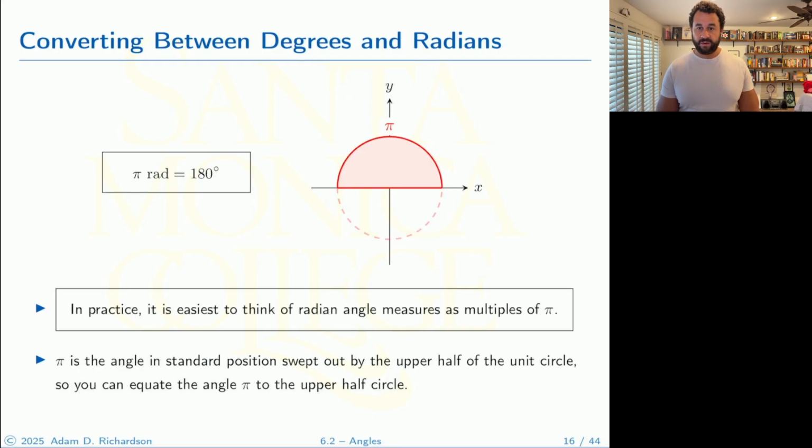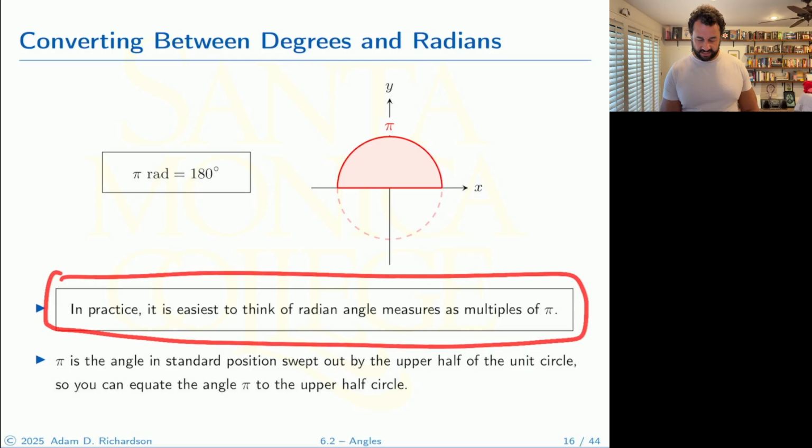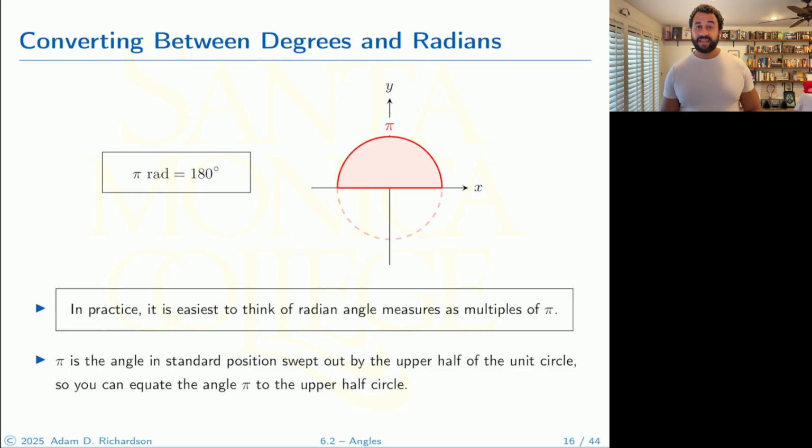Okay? All right, now let's take a look at this picture. This here, pi radians is 180 degrees. Again, this is like the anchor for all the other angles we're going to talk about. So this is an image that you want burned into your brain. You want to memorize this picture, and this is going to help you memorize all the other angles we get to in just a minute. And the reason is right here, this box. In practice, it's a lot easier to think of a radian angle as a multiple of pi.